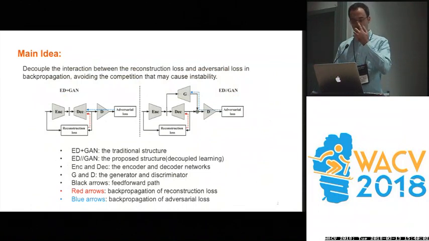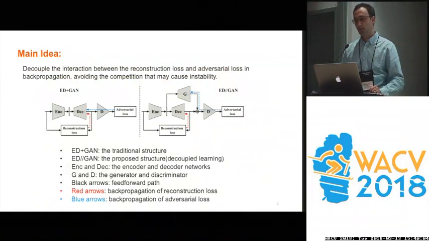The main idea here is to decouple the interaction between the reconstruction loss and adversarial loss. More specifically, we want the error from these two losses to backpropagate through two different passes. The left figure here shows the traditional ED plus GAN structure where the two losses are coupled. And the right figure is what we proposed, the decoupled version, which we call ED//GAN.